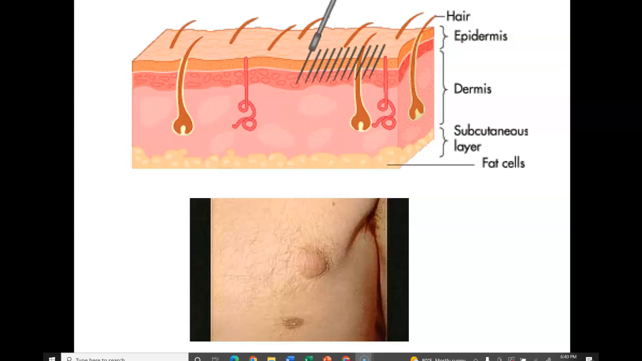The bottom picture just shows that some people do have an extra nipple. So this is showing an extra nipple.